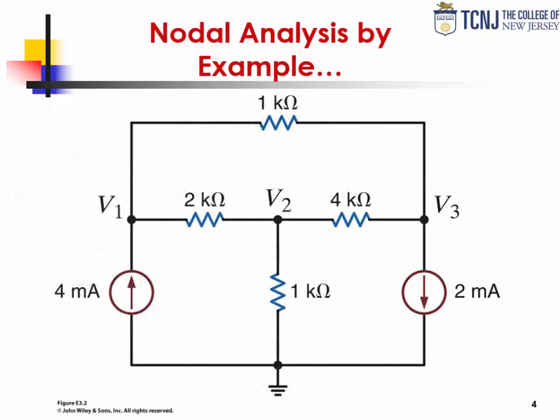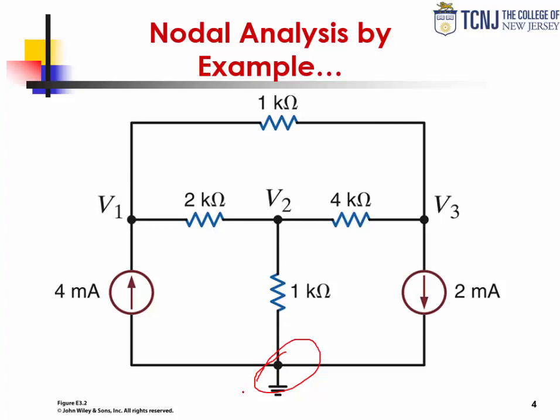So let's look at this technique via an example. That's the best way to show this technique. And we see here that we have a circuit. It clearly has three independent nodes. That's where V1 is, V2, and V3. And all those node voltages are going to be referenced to this bottom node here of ground. Okay, so we have that here.